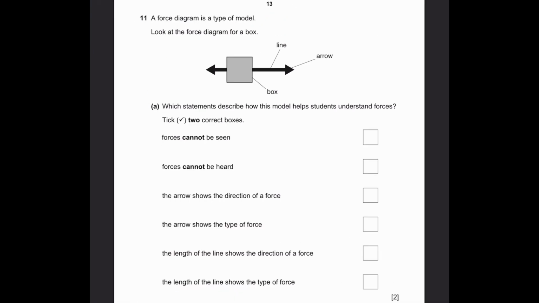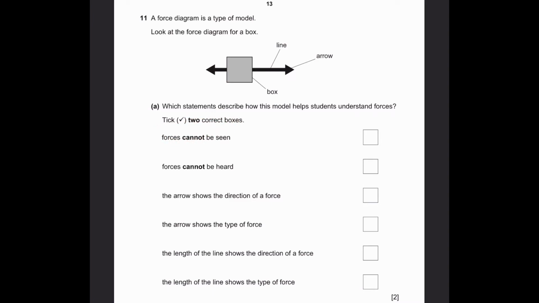Question 11. A force diagram is a type of model. Look at the force diagram for a box. A. Which statements describe how this model helps students understand forces? We can see that there's a line and an arrow showing the direction of the force, and the box is the item. So the first one, forces cannot be seen.